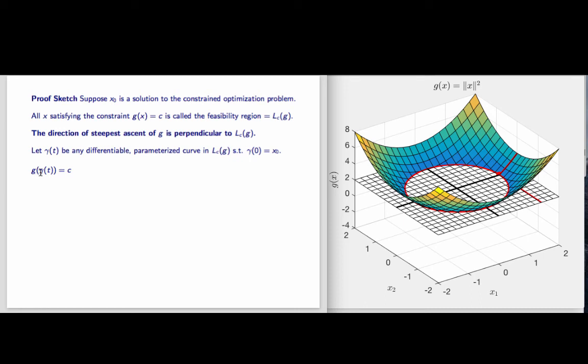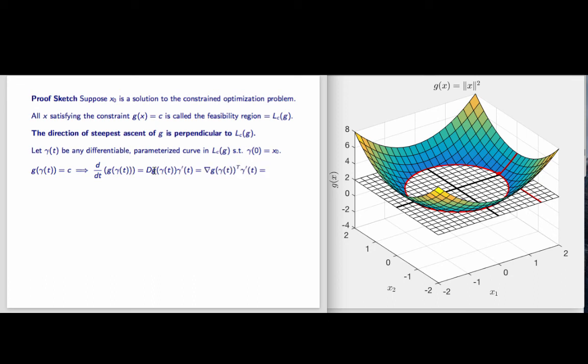Now, g evaluated on this curve is c. Of course, we can see that because my evaluation of g on this red curve is exactly where it slices with g equals 2. So if I take the derivative of g of gamma of t, I'll get 0. Of course, the derivative of this is given by the chain rule. It's the derivative of g at gamma times gamma prime.